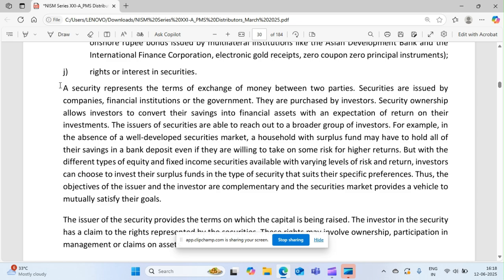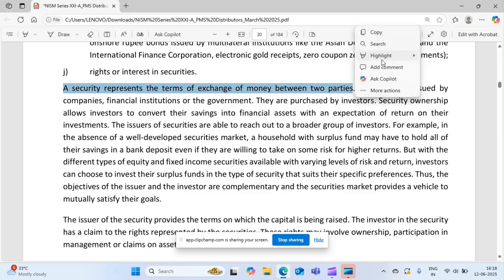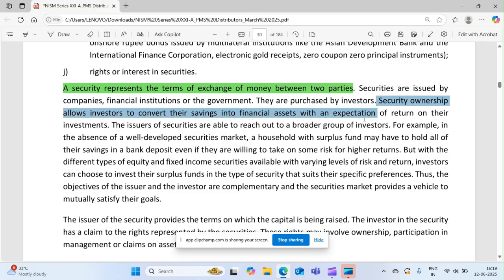Okay. Now this is one feature of security. Feature one, if I have to call it, right? So this is the feature, correct? Securities are issued by companies, financial institutions, or the government. They are purchased by investors, and security ownership allows investors to convert their savings into financial assets with an expectation of return on the investment. This is a key feature of security. Why are you buying a security? This is the reason, right?